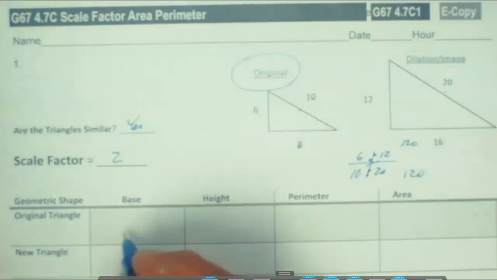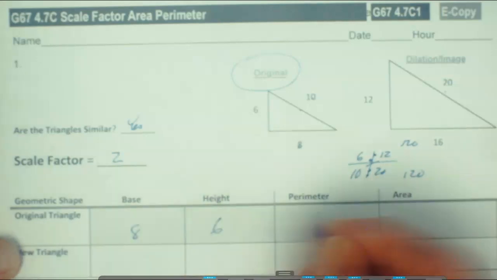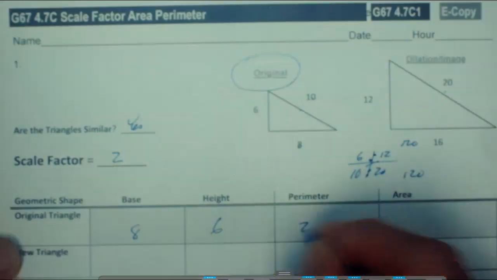All right, so let's look at the original triangle here and see what the relationships are. The original triangle, the base is 8, the height is 6, and the sides are 10, 14, so the perimeter is 24.